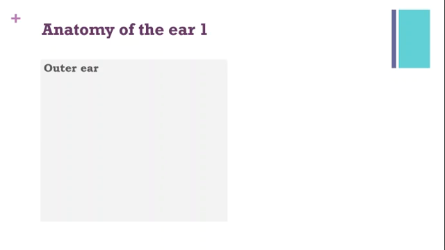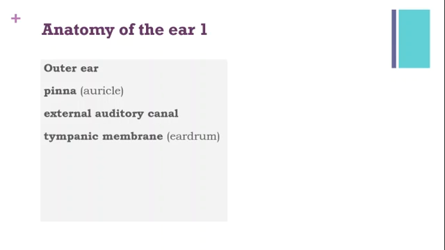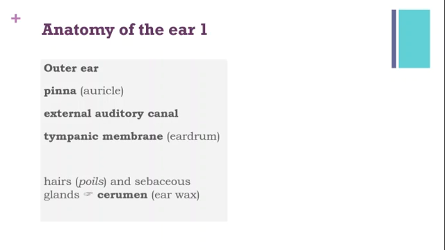The outer ear consists of the pinna, or the auricle, the external auditory canal, and the tympanic membrane, or the eardrum. Near the exterior opening, the external canal contains a few hairs and specialized sebaceous glands that secrete cerumen or ear wax.